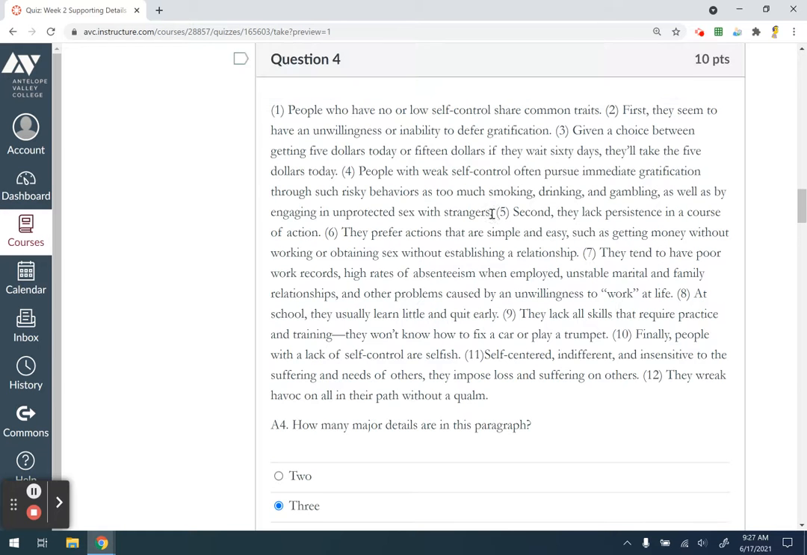So again, this is just going through and trying to identify the different types of supporting details, the differences between minor details and major details. And with identifying any supporting detail, you also have to identify the main idea.